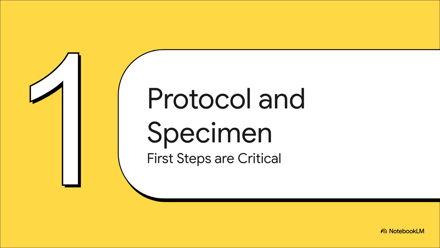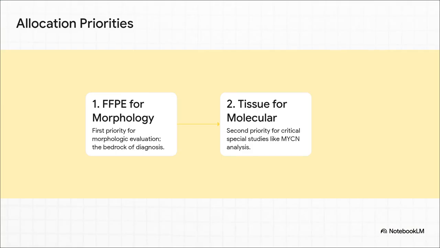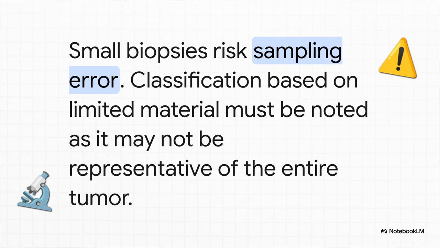Seriously, how you handle that piece of tissue when it first hits your lab is, well, it's everything. It sets the stage for every single thing that comes after. So, the CAP protocol is super clear about your priorities. Job number 1, get that formalin-fixed, paraffin-embedded tissue for your H&E slide. That's the bedrock of your diagnosis, right? Only after you've got that squared away should you even think about setting aside tissue for molecular studies. Morphology first, always.